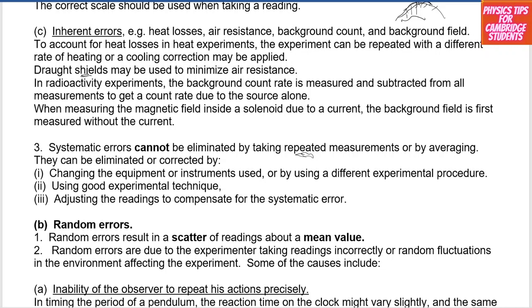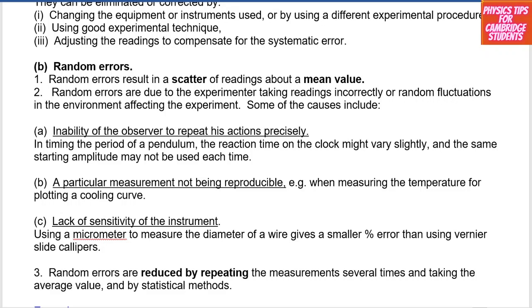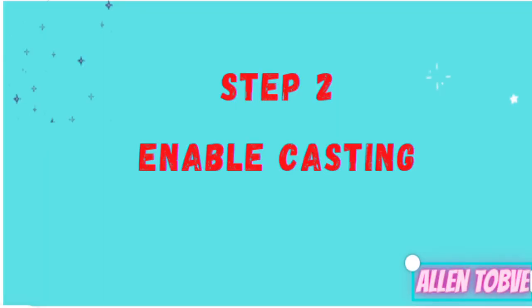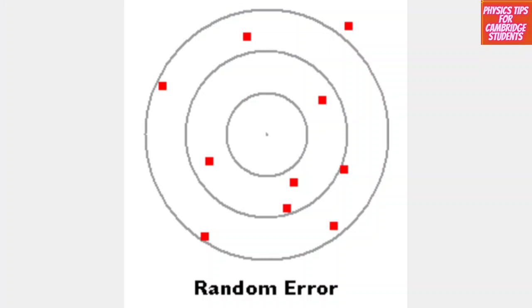Now let's move on to random errors. Now for random errors, you tend to have the values scattered about the true value. Okay, so you tend to have values scattered about the true value. As you can see, we have the true value at the center, and then the values are scattered around the true value. So if you take an average of all these readings, you may get that true value over there.